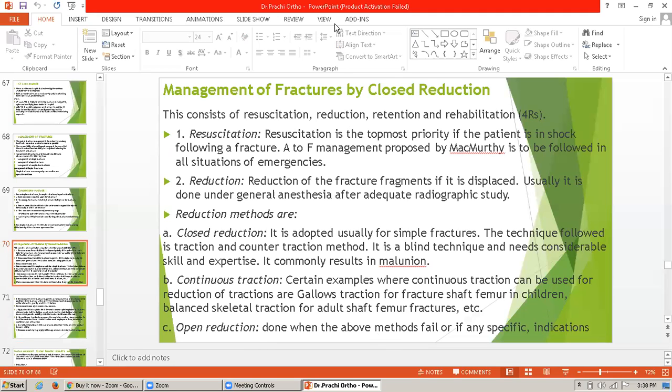So, the next point is the management of fractures by closed reduction. So, what is closed reduction? These consist of resuscitation, reduction, retention, and rehabilitation. These are important in the management of the fracture by closed reduction. The first one is resuscitation.